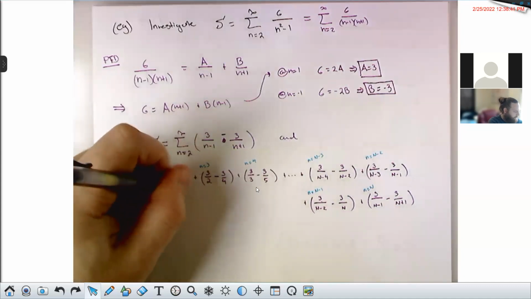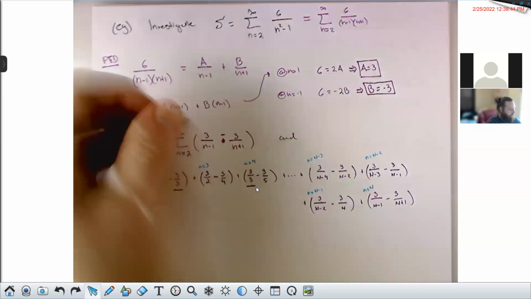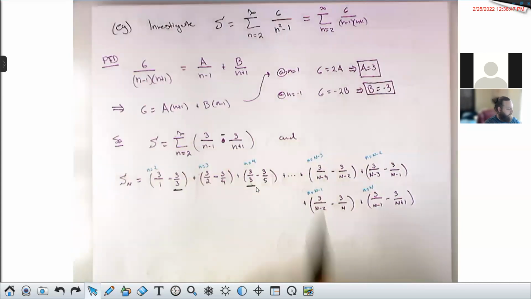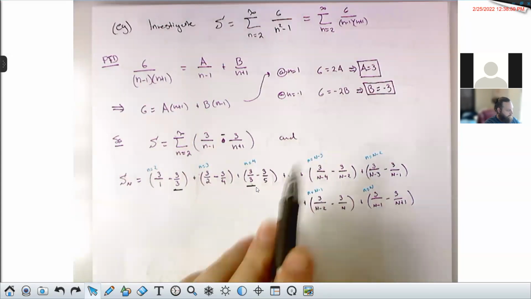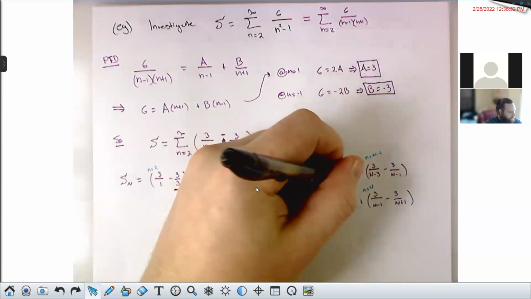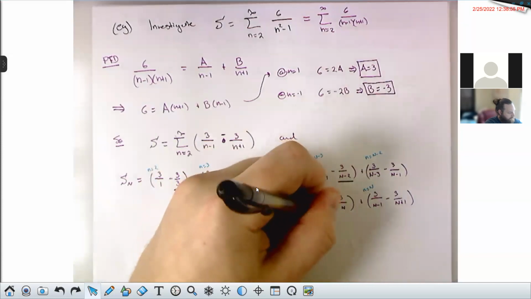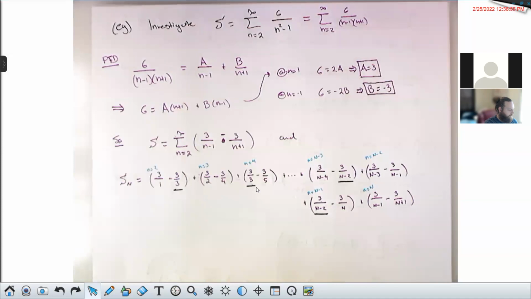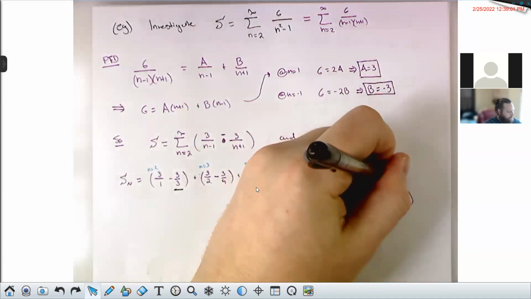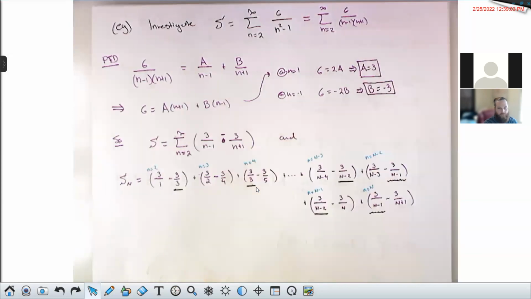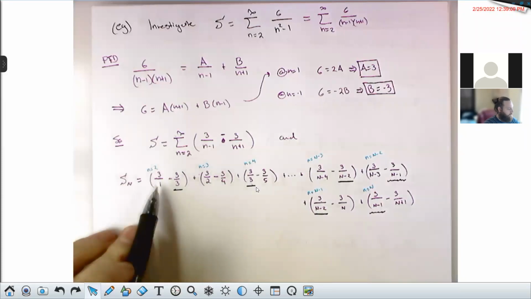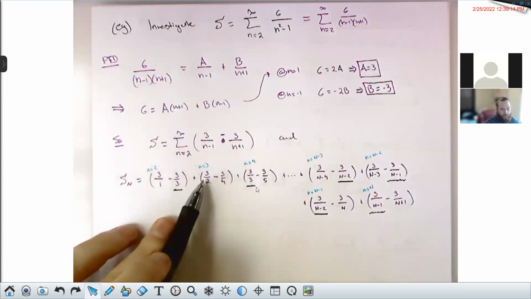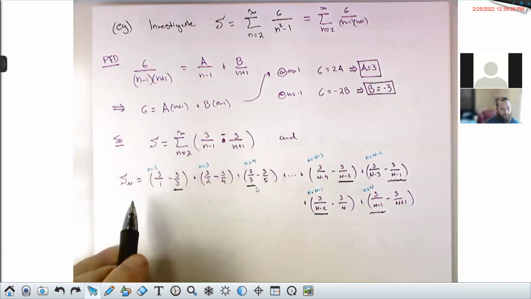So this fellow cancels with this fellow. If you look here, the negative guy from this term cancels with the positive guy 2 terms later. This fellow cancels with this fellow. The negative guy from a given term cancels with the positive guy 2 terms later. This fellow cancels with this fellow. There is no negative guy 2 terms before this. There is no negative guy 2 terms before this. So both the 3 halves and the 3 over 1 will survive.